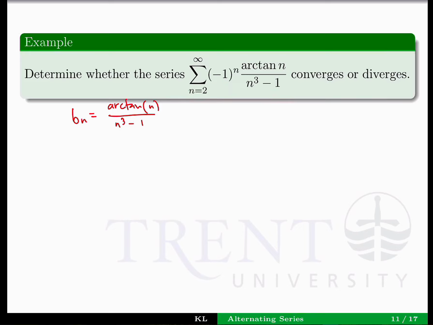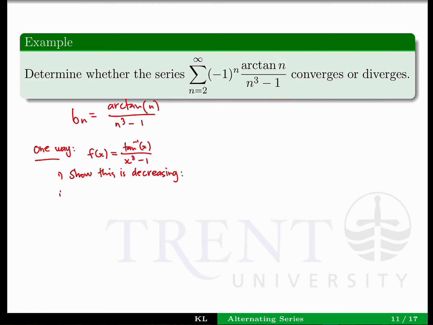Okay? So one way is, well, you have your f of x equals arctan of x divided by x cubed minus 1, and then show that this is decreasing. Just show that this is a decreasing function using the first derivative test. It may be tedious. Show this is decreasing.